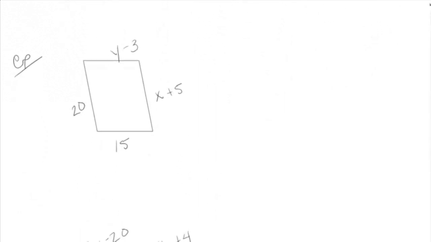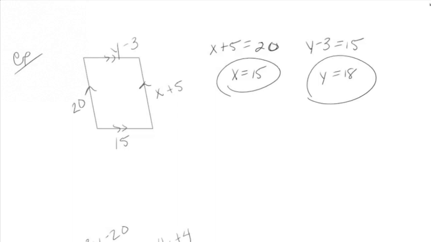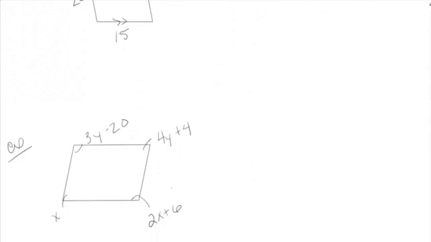All right, then we also learned that opposite sides are congruent. So if we wanted to solve here for our variables, I simply set opposite sides equal to each other. So again, not only do we have opposite sides parallel, we have opposite sides congruent, meaning x plus 5 equals 20, and y minus 3 has to equal 15. So x would equal 15, and y would equal 18. Okay, I told you this would be really easy.